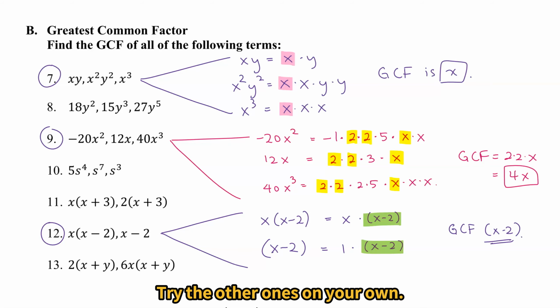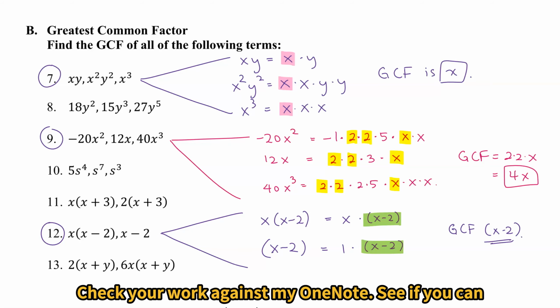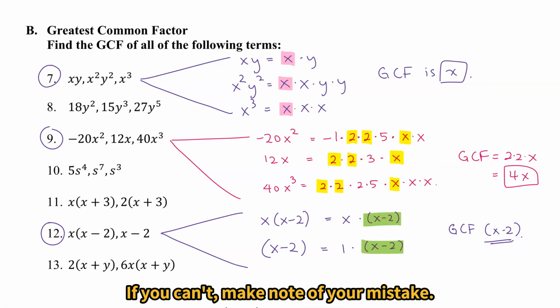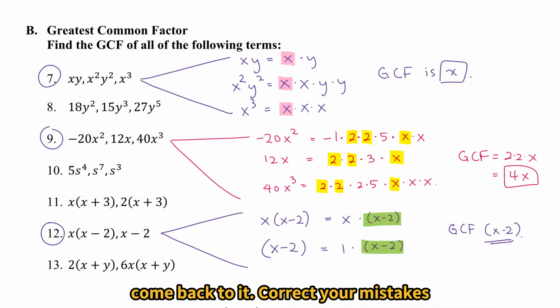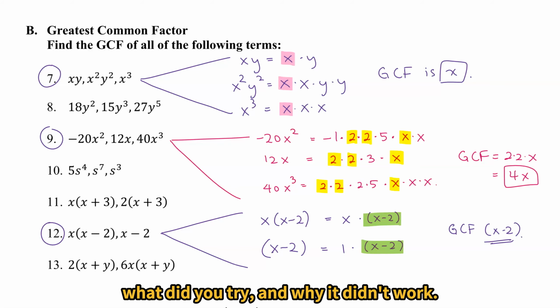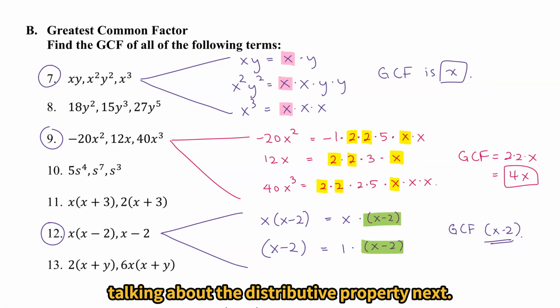Try the other ones on your own. Check your work against my OneNote. See if you can get the same answers that I can. If you can't, make note of your mistake. Don't try to erase it. Make note of it, come back to it, correct your mistakes so that you can keep track of what did you do, what did you try, and why it didn't work. And we'll resume this lesson talking about the distributive property next.